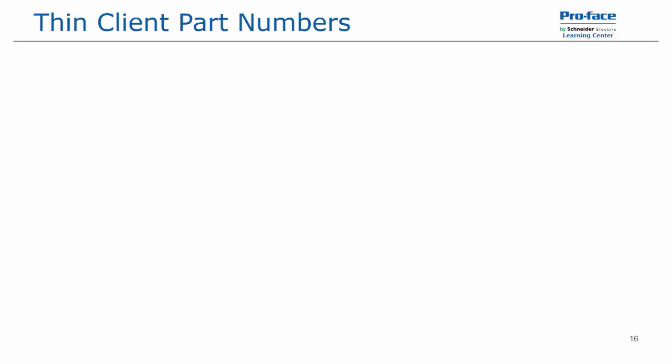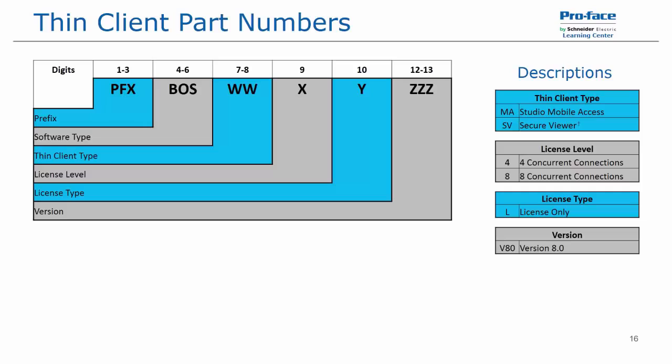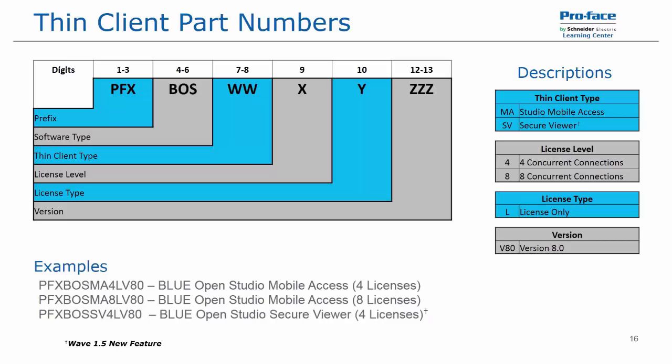Thin client part numbers for the add-ons. It follows the same syntax as other ProFace part numbers. And as you can see from the descriptions on the right-hand side, we have some examples down below that show you the 3 different types that you can get. For example, the top one is 4 licenses for the Studio Mobile Access or SMA. And then we have the same SMA, but with 8. And the very bottom one is for Secure Viewer, 4 licenses.